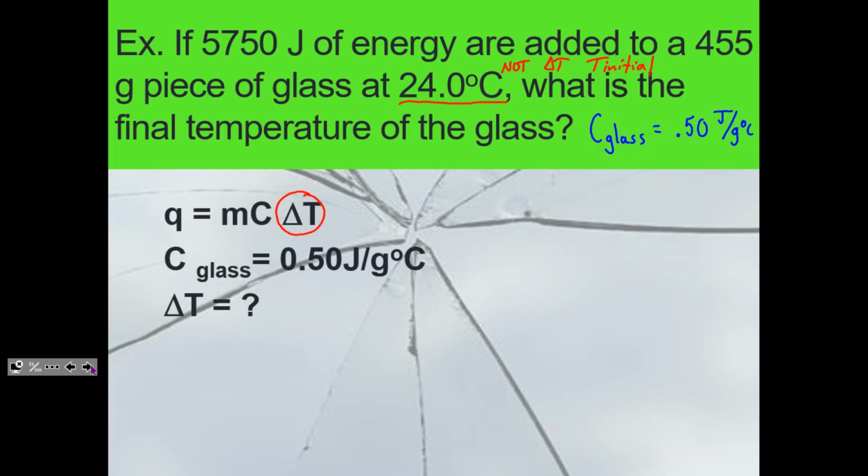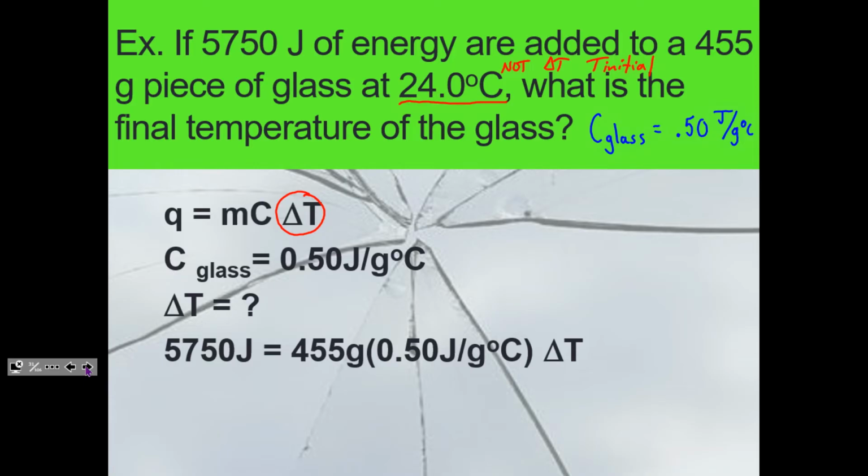Specific heat of glass is given in the problem. The delta T is what I'm looking for. So I'm going to plug in Q, and it's a positive value. Heat is added, so we're absorbing 5,750 joules. My mass is 455 grams. My specific heat for glass is given in the problem, and I'm solving for delta T. When I do that, I get 25 degrees, and it's a positive value for the temperature.